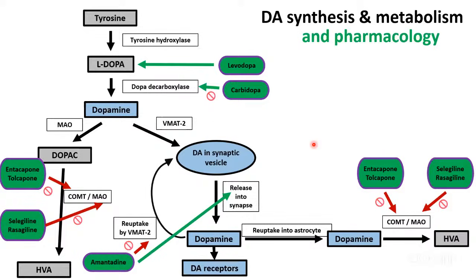So we know dopamine is secreted from the substantia nigra pars compacta.